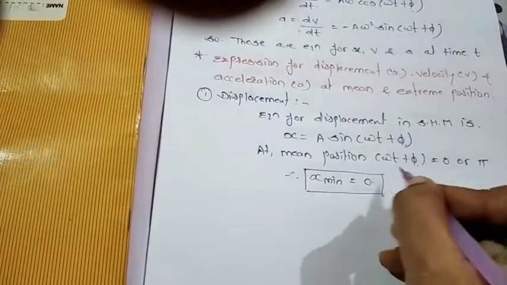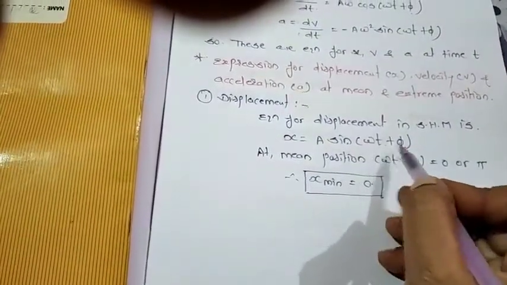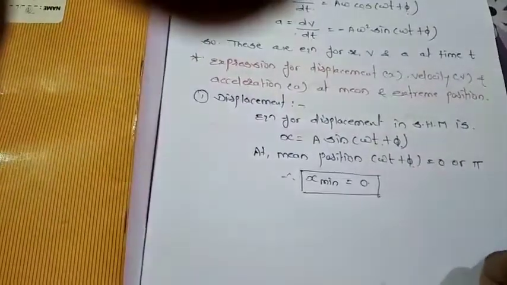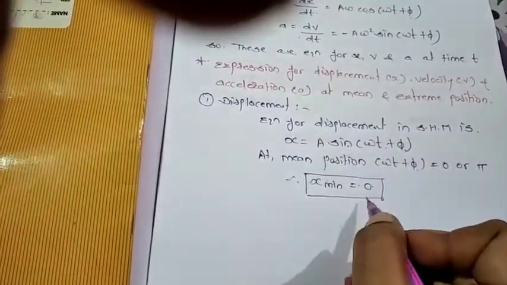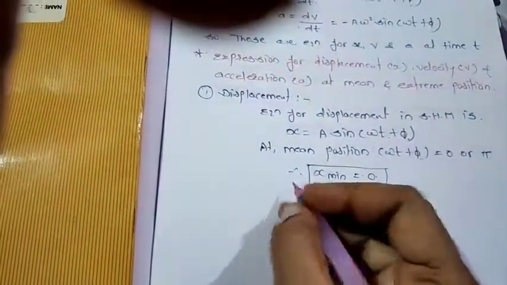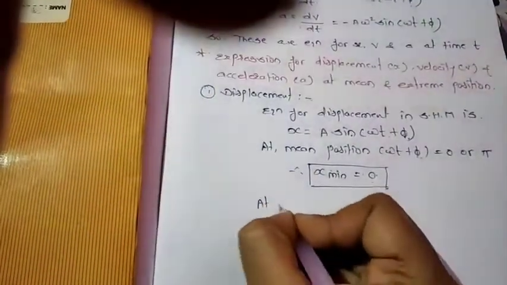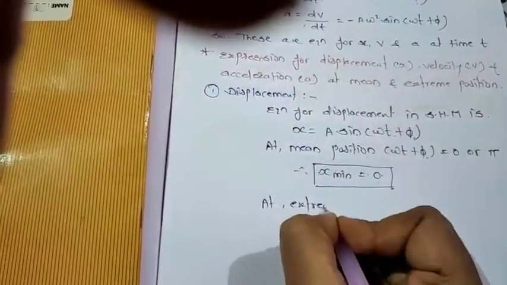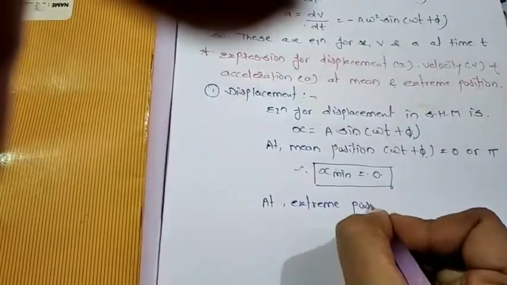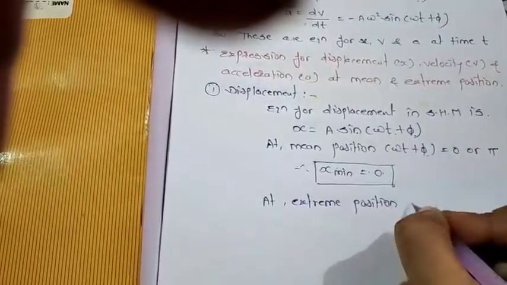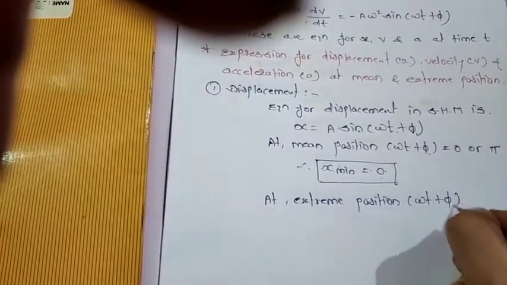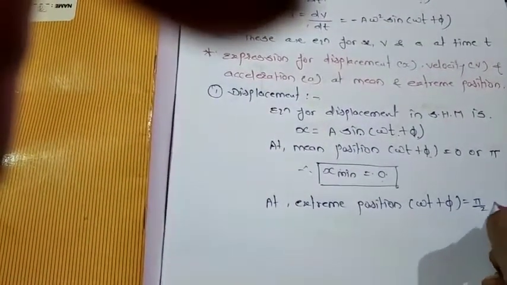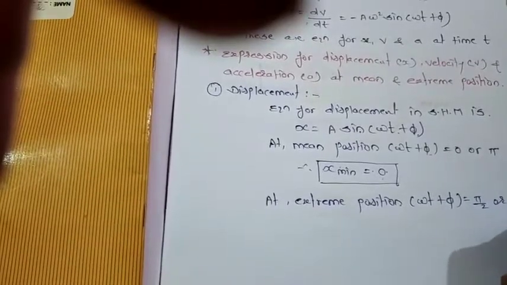As we know that sine 0 or pi is equal to 0. So this is the equation for displacement at the mean position. Then we'll write the equation for the displacement at extreme position. At extreme position, this omega t plus phi is equal to pi by 2 or 3 pi by 2.